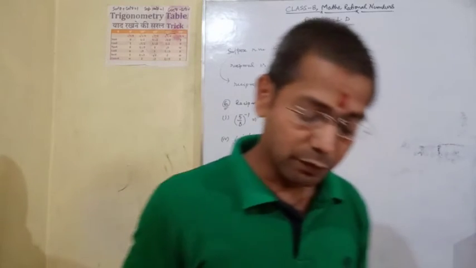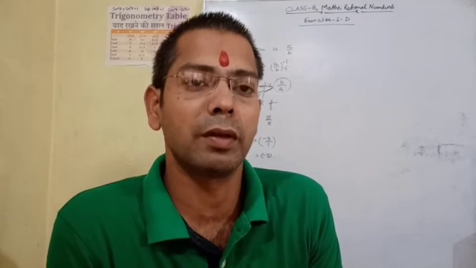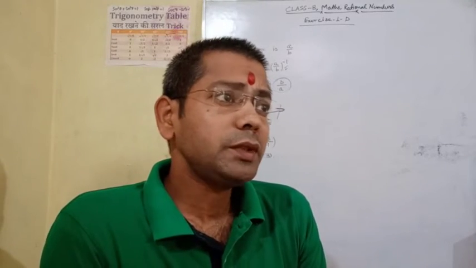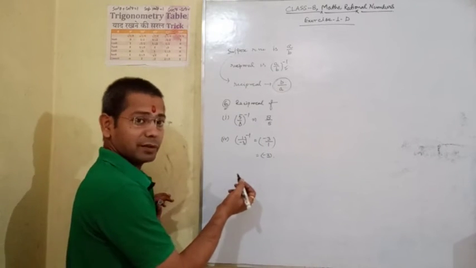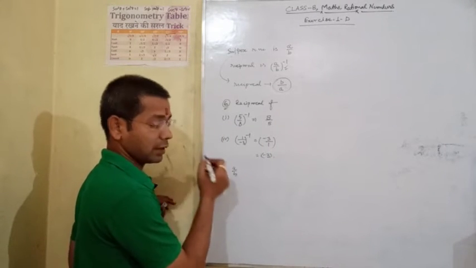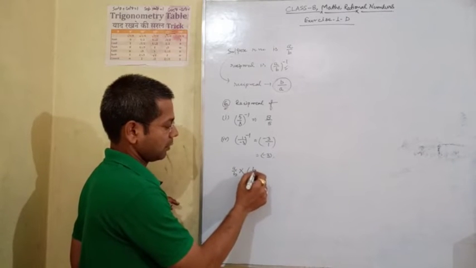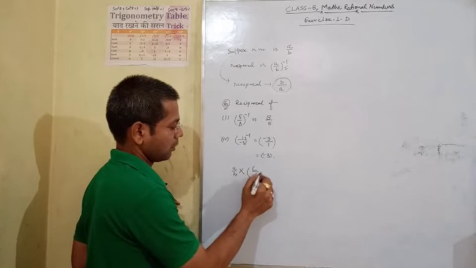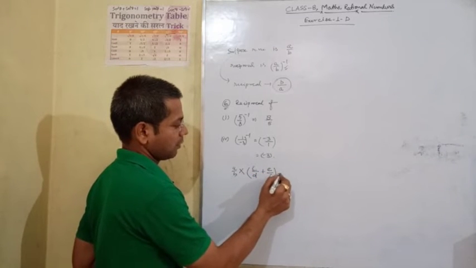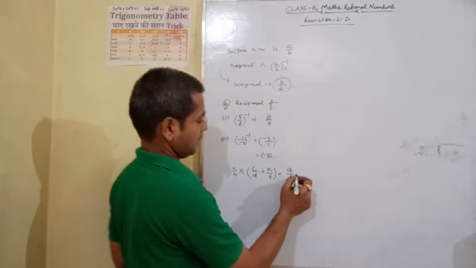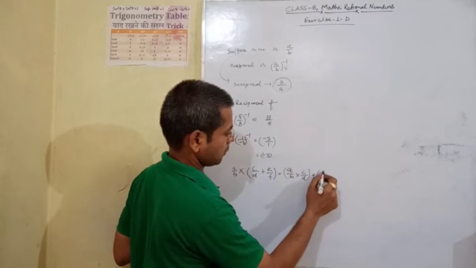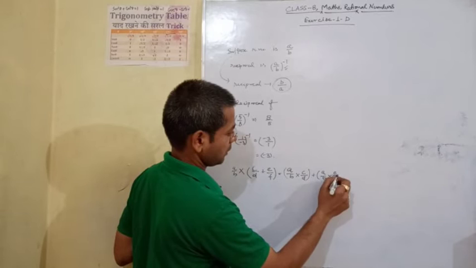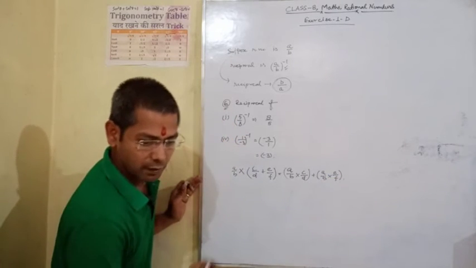Now we have studied one property in the multiplication of rational numbers, the distribution of multiplication over addition. In this property, three rational numbers are distributed this way: a upon b multiplied with c upon d plus e upon f is multiplied as a upon b multiply c upon d plus a upon b multiply e upon f.